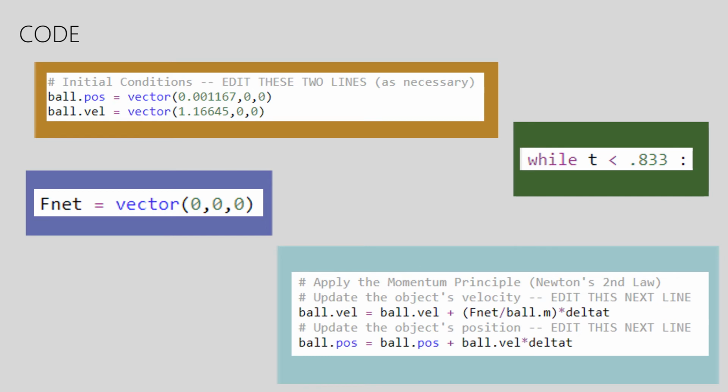I also changed the while loop to make it so that the end condition was t is less than 0.833 because that's when my video ends. I changed fnet to be 0 because that reflects a constant velocity situation, and then I also changed the ball velocity update formula to reflect Newton's second law and the ball position update formula to reflect the position update formula.